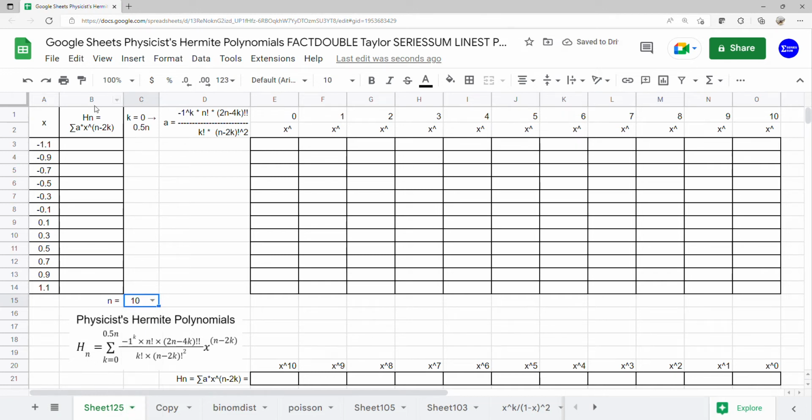And the formula of the Physicist Hermite polynomial, which is the summation of this coefficient, which is negative 1 raised to the power k times n factorial times double factorial 2n minus 4k divided by factorial k times factorial n minus 2k, times x raised to the power n minus 2k, where the value of k is from 0 to 0.5n.